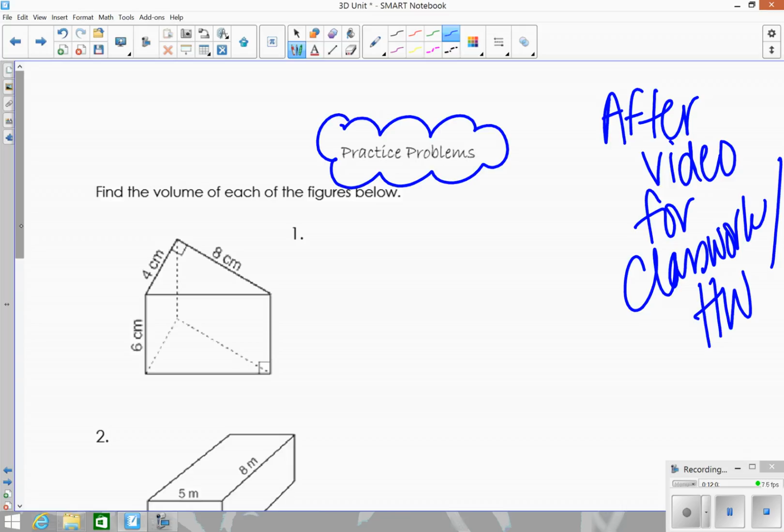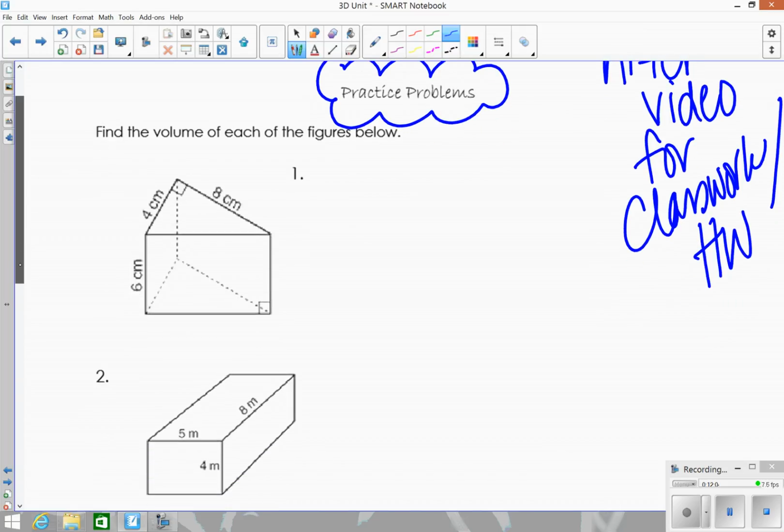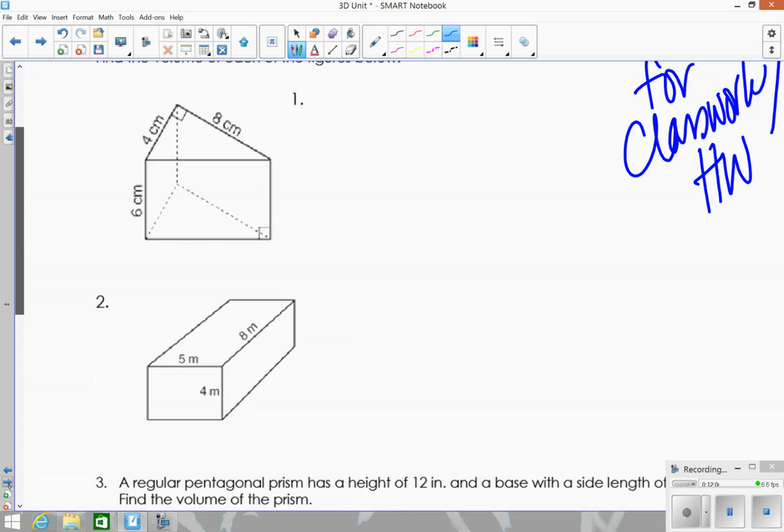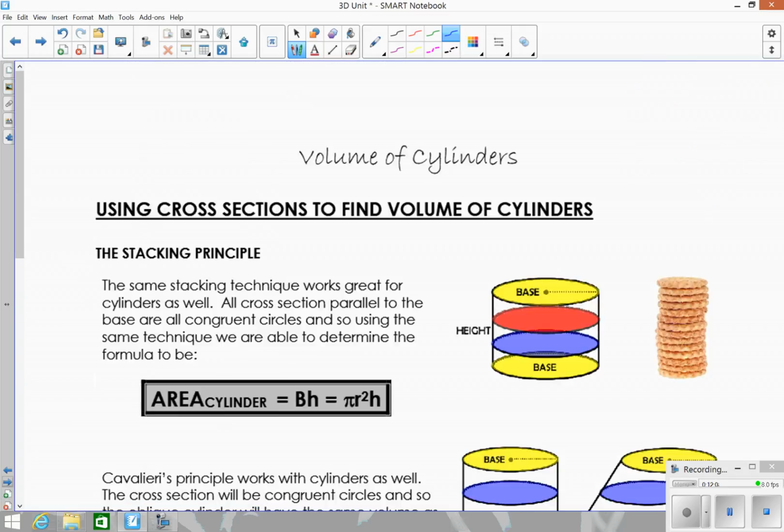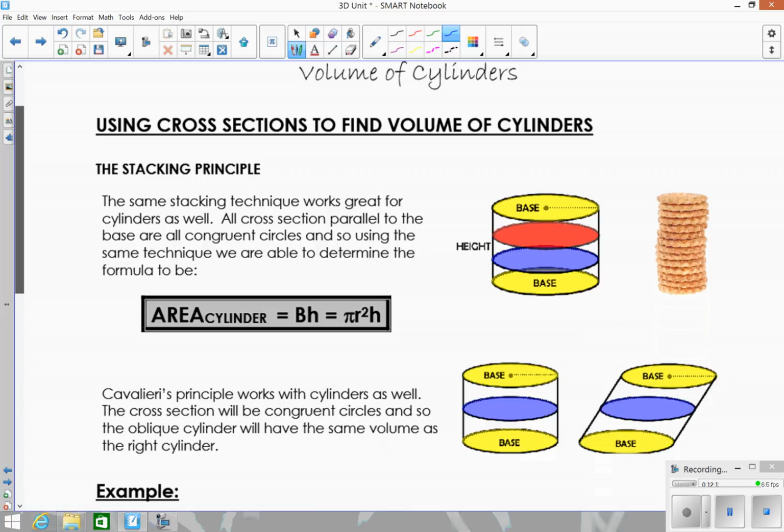The last thing I want to talk about with you is finding the volume of a cylinder. It's very similar to that. So let's go to this page, and then you should have some time to work on those practice problems. When we're looking at the volume of cylinders, it works very similar to the volume of prisms, where you can think of it as the stacking principle or the stacking method, since cylinders, like prisms, have bases that are congruent and parallel.